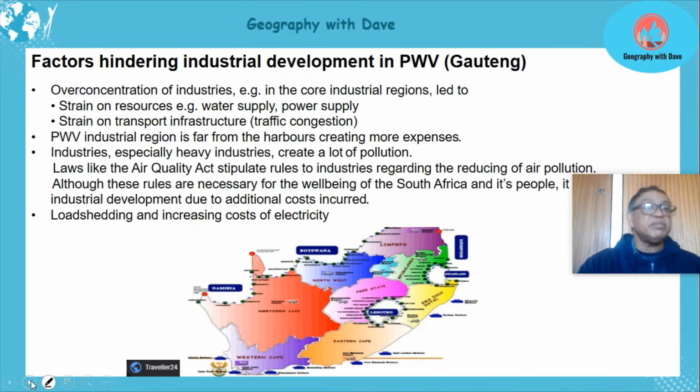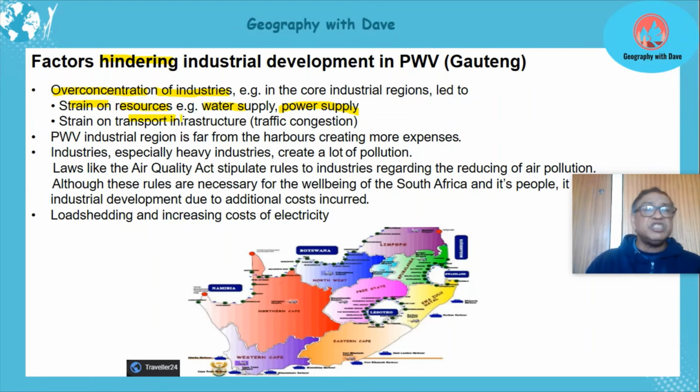Okay, let's go on. Factors hindering industrial development in the PWV Gauteng region. Over-concentration of industries. I know we're repeating this, we've done factors favoring and hindering, but now we're being specific to the areas. It led to strain on resources. Too many industries in one place strain water supply and power supply, because there's such a large amount of it here.